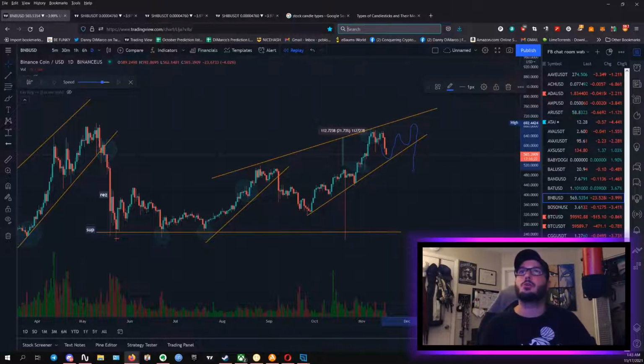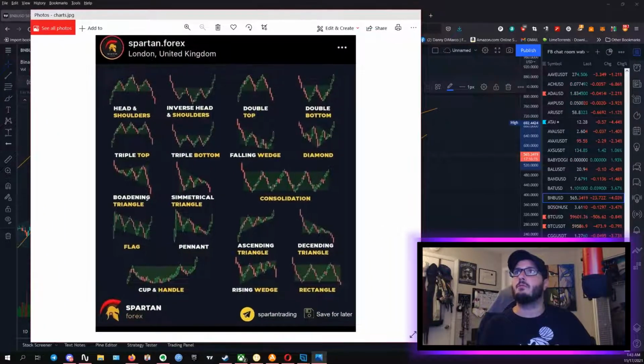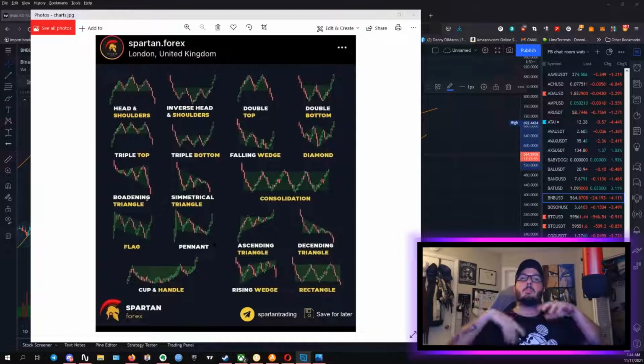Oh, I want to show you guys this picture before we go. So this is the chart patterns that I recommend everybody that wants to get into this. The most important ones, in my opinion, is the flag, finding a flag, pennants, and triangles. So between consolidation, your triangles, and your flag and pennant, they're, to me, the most important patterns I can find.